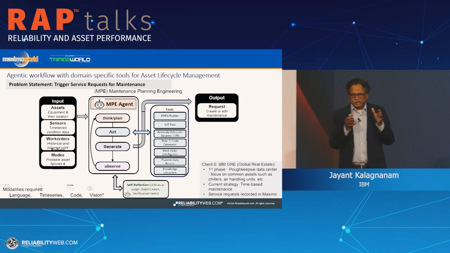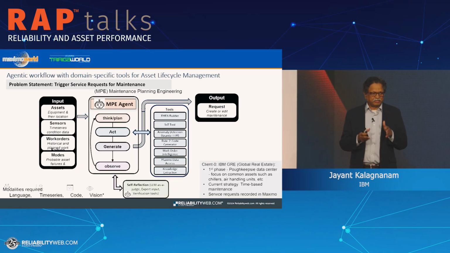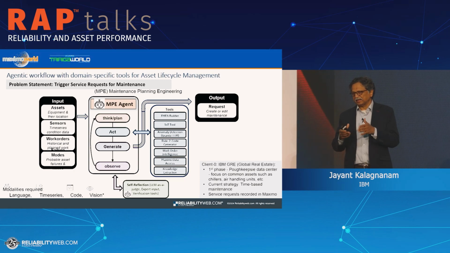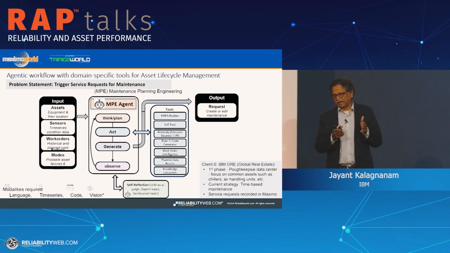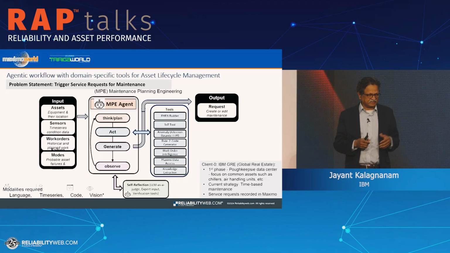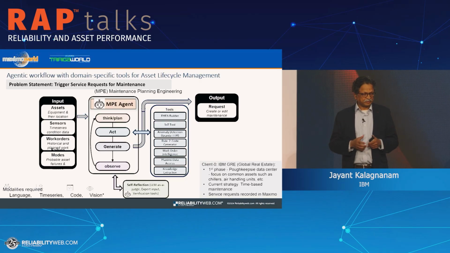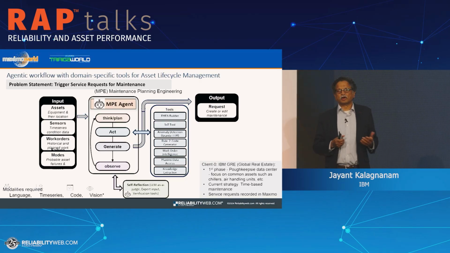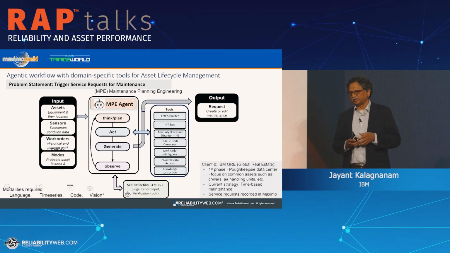But now if you want to bring it into CBM, think of it as a maintenance planning engineering agent. That agent needs to understand how to use data and tools in this domain. Data which is about assets: equipment asset hierarchies, sensor data, a lot of it time series, work orders, historical work order data, and then different modes, failure modes that are associated with an asset.